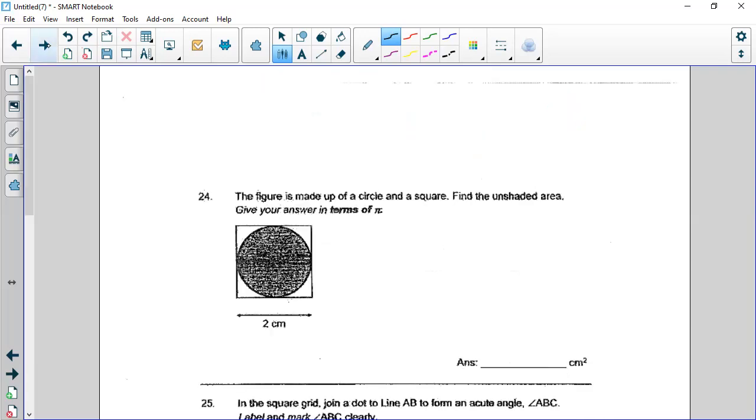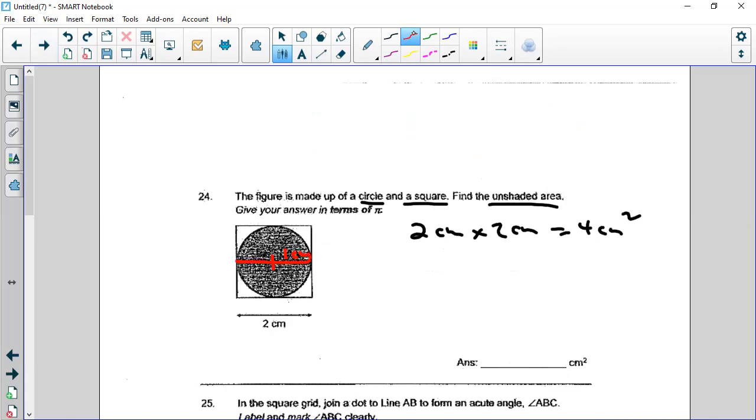Okay, the figure is made of a circle and a square. Find the unshaded area. So lesson here, take away method. What's the method? Take away method. So you find the entire square. So the entire square is 2 cm times 2 cm, and you get the square area. Okay, what's the circle area? All right, look at the diameter. The diameter is 2 cm. You cut it into half. That will be 1 cm, which is the radius.